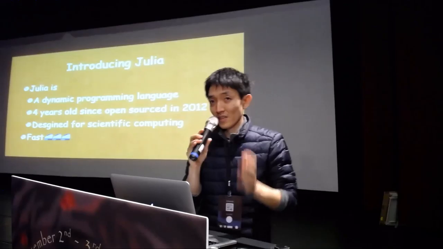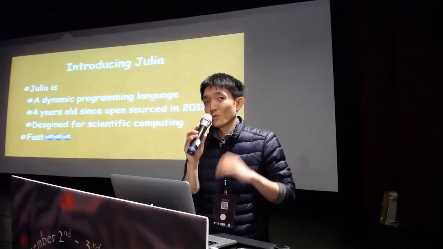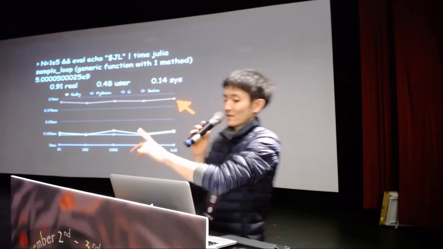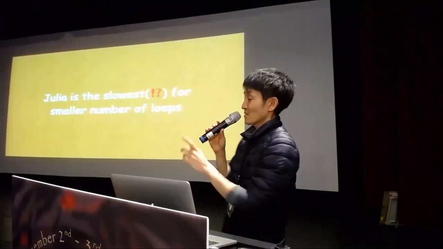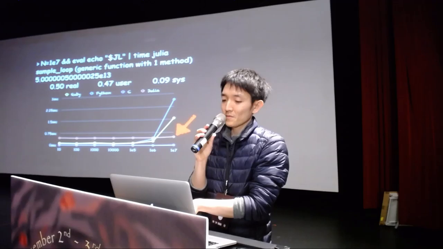Now I introduce Julia, which is a relatively new programming language. How many of you know the Julia programming language? Okay, good, thanks. So some of you don't know about Julia. Julia is a dynamic programming language designed for scientific computing and really focused on computation speed. How about Julia? This is the same program as the last one. The top line in the graph is Julia. Surprisingly, Julia looks slowest, but look, if I increase the number of loops like this, it stays constant. So Julia is as fast as C for a bigger number of loops.